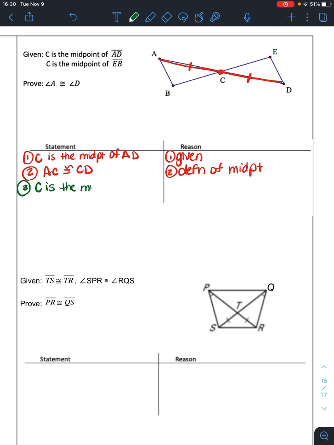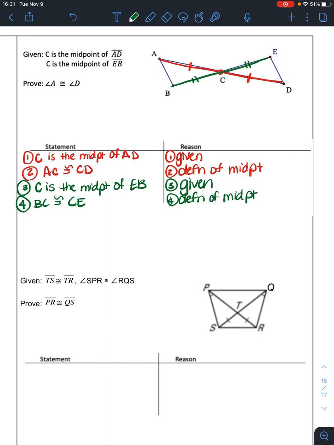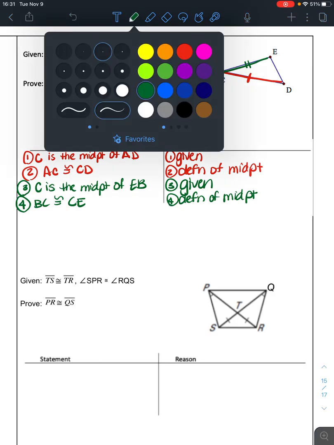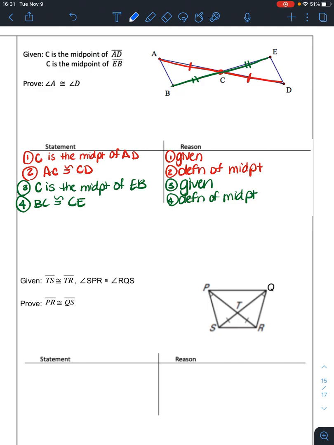Okay, then that wasn't all of my givens, so now I'm going to go back and get the rest of it. C is the midpoint of EB. Again, that was given. I just split my given into two pieces. You can do that. So C is the midpoint of EB means that BC is congruent to CE. And again, definition of midpoint. Like I said, you could have written 1 and 3 in one step and 2 and 4 all in one step. That's fine.